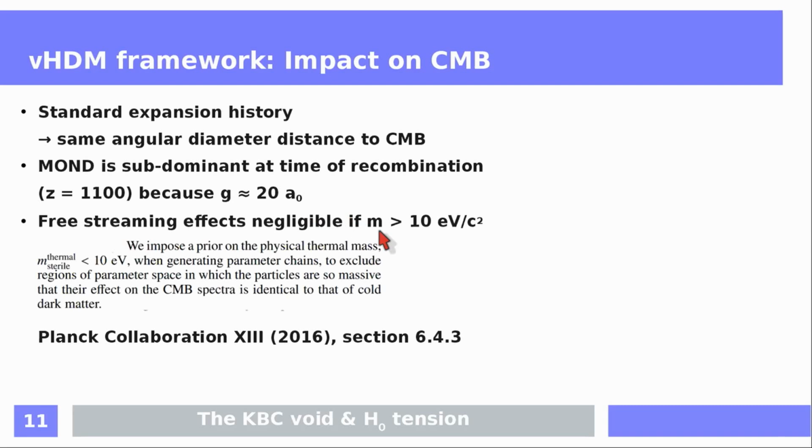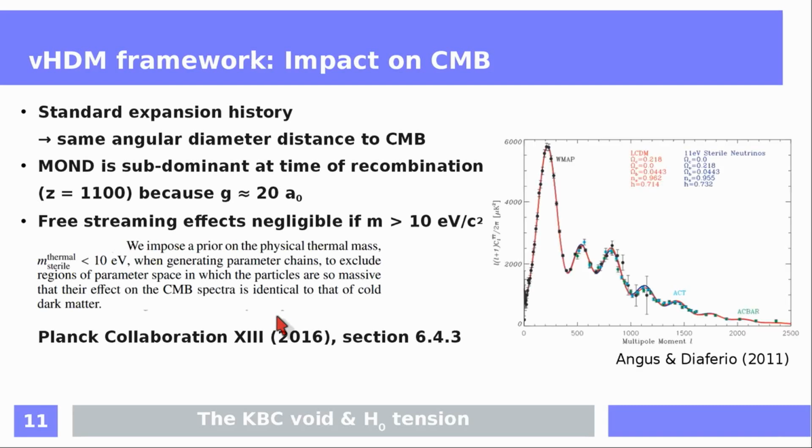The other reason why this new HDM framework does not impact the CMB very much, the physics of the CMB, is that the free streaming of the sterile neutrino is not very significant. According to the Planck collaboration 13 paper, if the sterile neutrino mass is more than 10 eV by c squared, then they've stated explicitly that the particles are so massive that their effect on the CMB spectra is identical to CDM. So anything above 10 eV by c squared is fine. So obviously 11 would be fine.